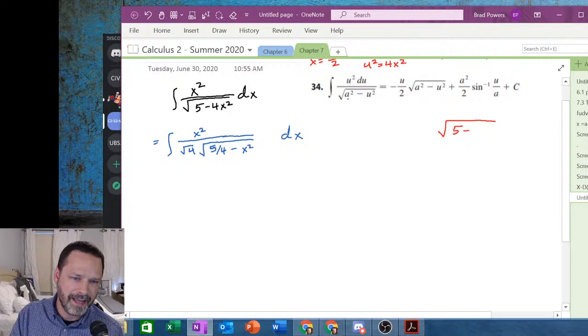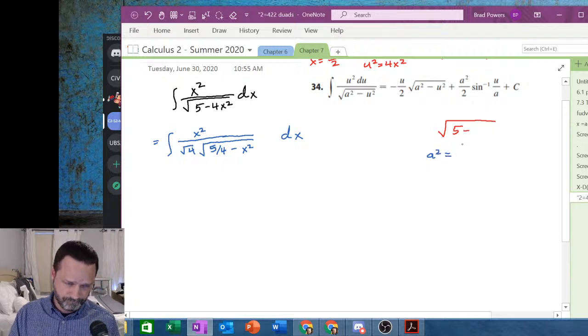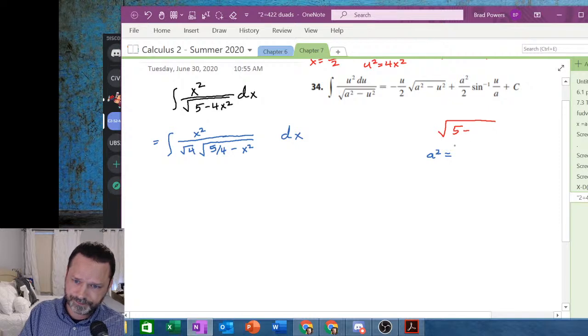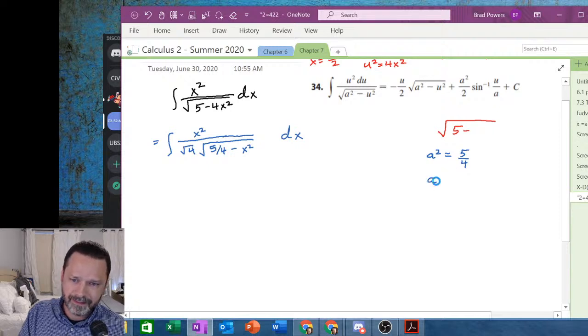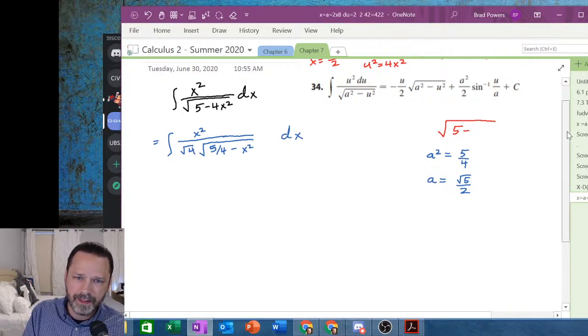Real easy. What's my a? Well, my a squared is this, so I can do a little scratch work on the side. a squared is the same as 5/4. So what is a? Square root top and bottom. a is root 5 over 2. Great. I can now use the right side of this formula and rewrite everything.